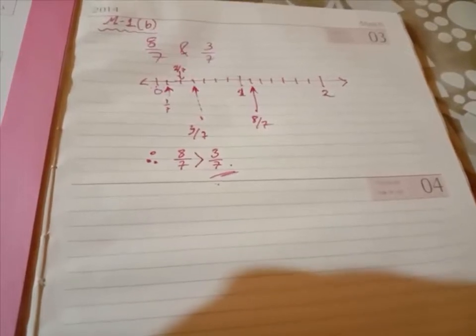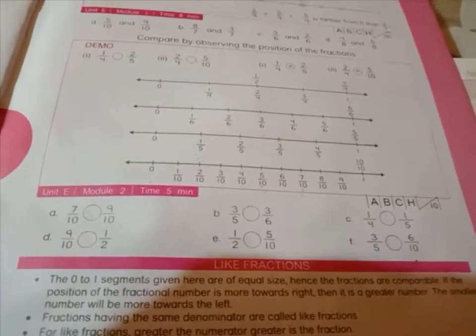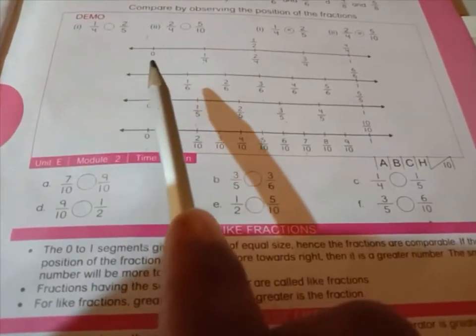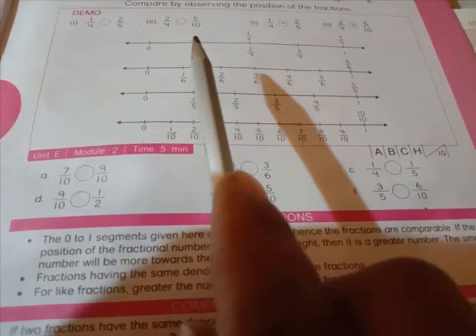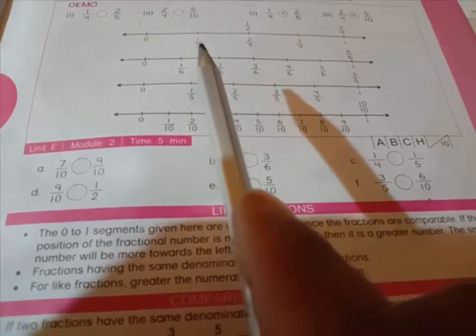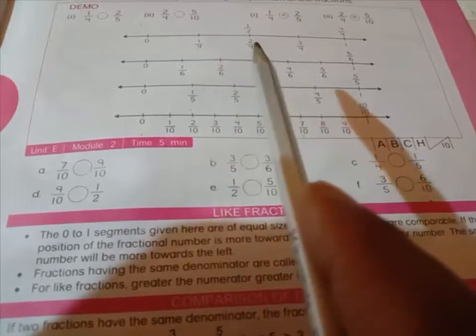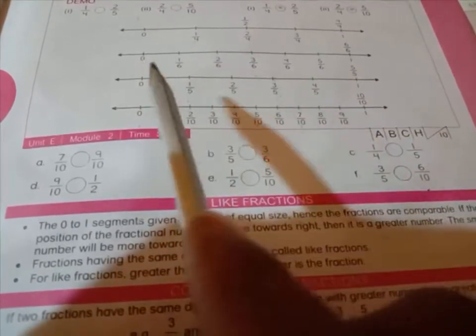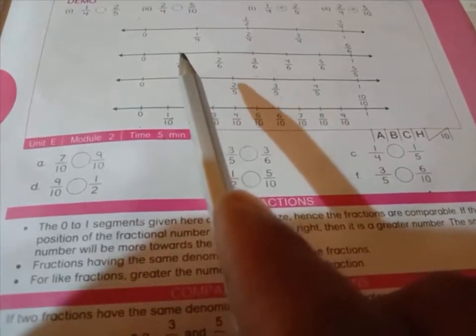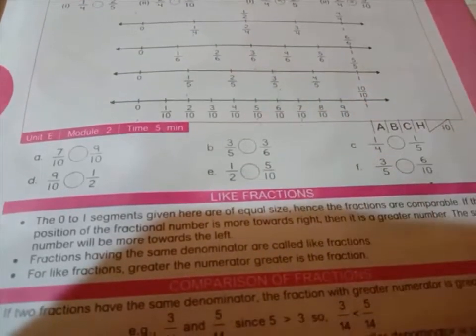So now let us move on to module number 2. In module number 2, what you are asked to do is compare by observing the position of the fractions. The number lines are already given. See, in the first number line, the space between 0 and 1 is divided into 4 equal parts. So the first mark will be 1 by 4, then 2 by 4, then 3 by 4, then 4 by 4. In the same way, in the second number line, the space between 0 and 1 is divided into 6 equal parts, and all the marks are 1 by 6, 2 by 6, 3 by 6 and so on.